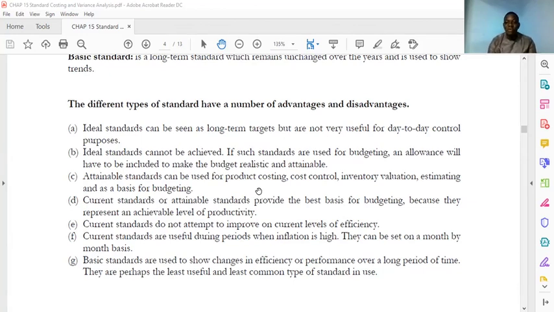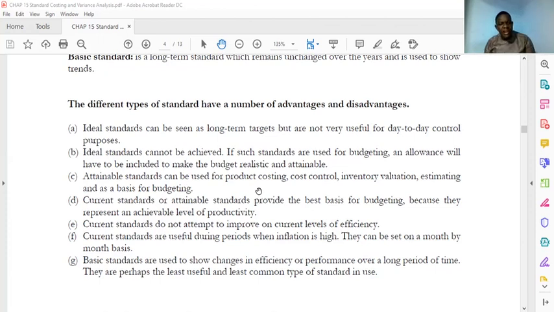If ideal standards are used for budgeting, an allowance will have to be included to make the budget realistic and attainable. Okay, good. Attainable standards can be used for product costing, cost control, inventory valuation, estimating, and as a basis for budgeting. Okay. Good, because we have made allowances. Even when you set a predetermined standard, it's an estimated form: oh, material will cost so much. What if, by the time you want to actually undertake that, the price has changed? Obviously, there will be a variance.